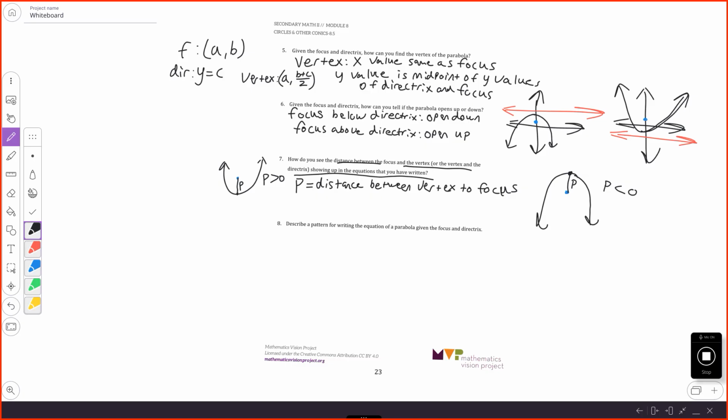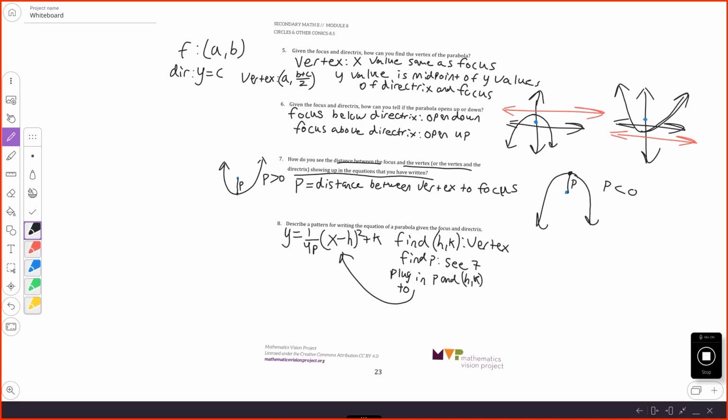So, describing the steps for writing the equation. First we use y equals 1 over 4p times x minus h squared plus k. Find h, k, which we know by now is our vertex. And then find p, which is the distance from vertex to focus. And then plug p and h, k into the equation. All right, so that is my lesson on parabolas in focus directrix form.